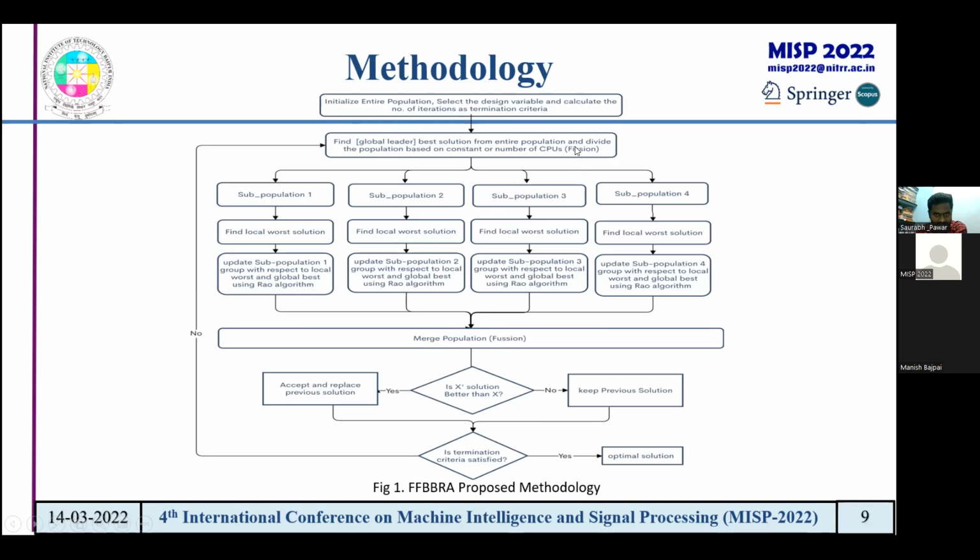The splitting is the fission and the merging is the fusion, and we check whether the candidate is better or not. If the x dash solution is better than x, then accept and replace the previous solution. Otherwise, keep the previous solution until the termination criterion. The number of iterations can be the termination criterion. Until we reach the termination criterion, we go on iterating to get the optimal solution. So this is the proposed methodology.